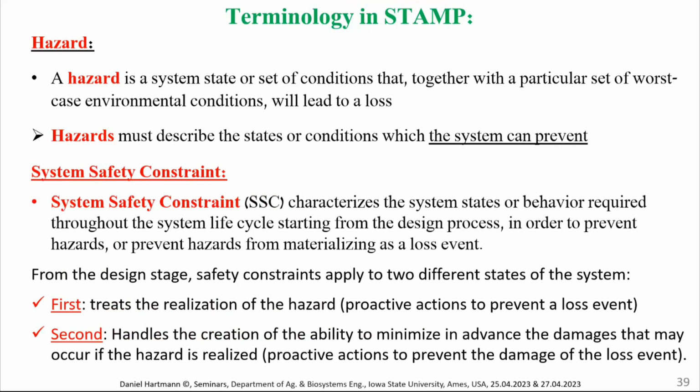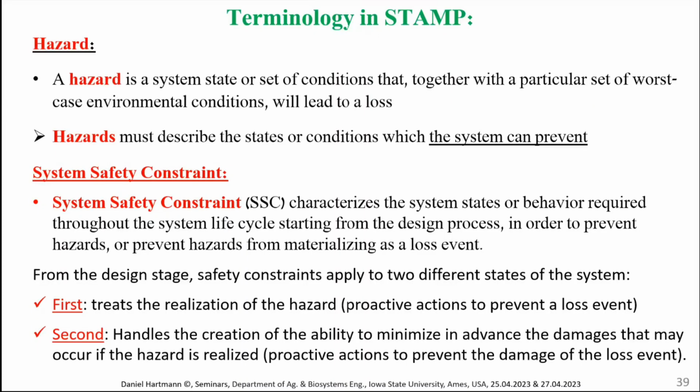Yes? From the design stage, safety constraints apply to two different states of the system. First, the safety constraint treats the realization of the hazard, a proactive action to prevent a loss event. For example, we want to prevent collision between two cars. So the hazard would be not keeping a safe distance. The safety constraint is: must keep a safe distance. Now, sometimes we don't keep a safe distance. So the second safety constraint handles the creation of the ability to minimize in advance the damage that may occur if the hazard is realized.